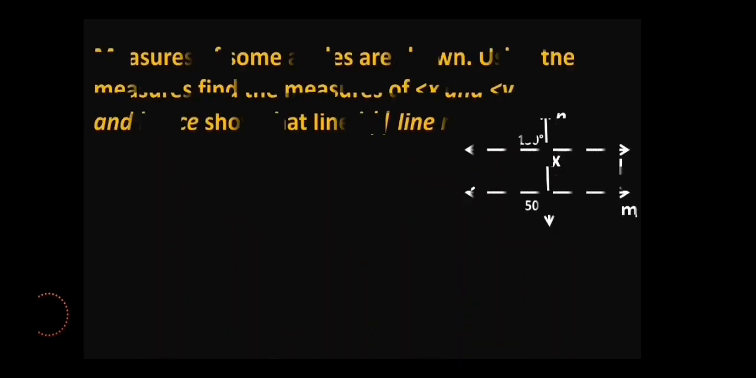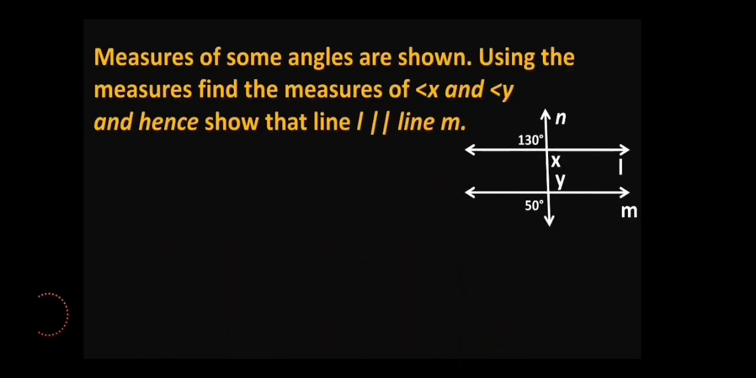The question is on your screen. The question says there are some measures given in the diagram. Yes, of course, and we have to find the measures of angle X and Y, and we have to show that line L is parallel to line M. And N is a transversal given.